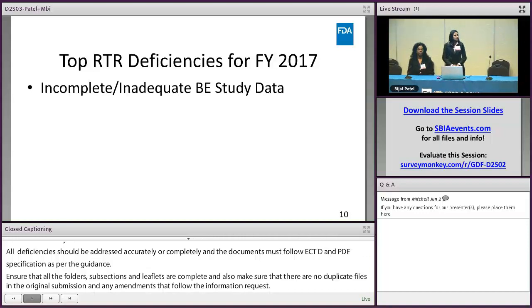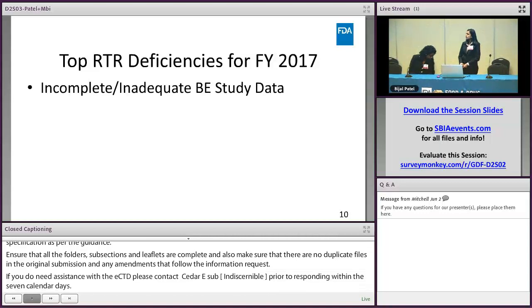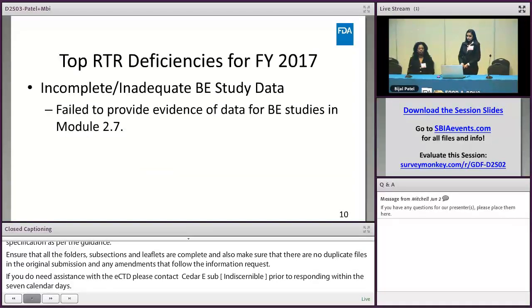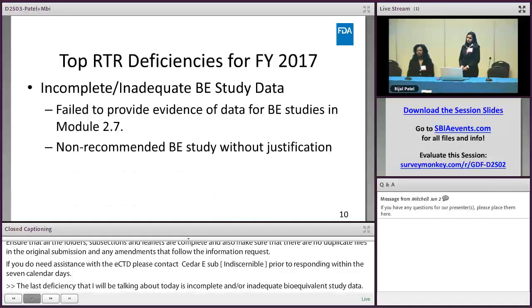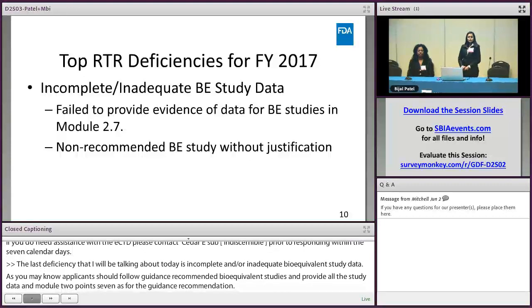Okay, so the last deficiency that I will be talking about today is incomplete and/or inadequate bioequivalence study data. As you may know, applicants should follow guidance recommended bioequivalence studies and provide all the study data in Module 2.7 as per the guidance recommendation. And this includes the long-term storage stability data. That was one of the common reasons that we also saw that led to RTR in fiscal year 2017.